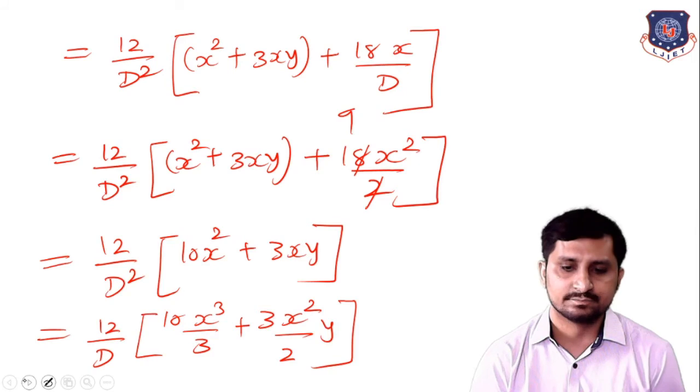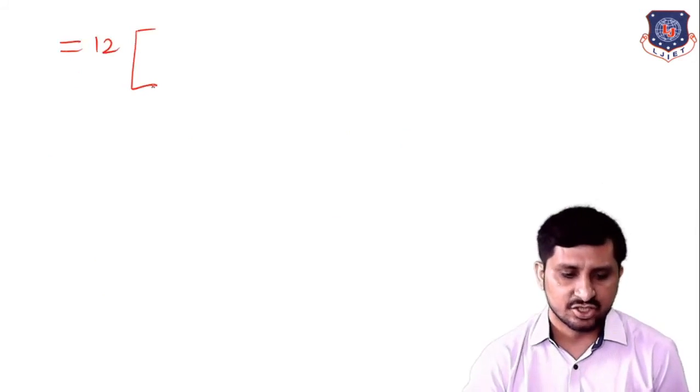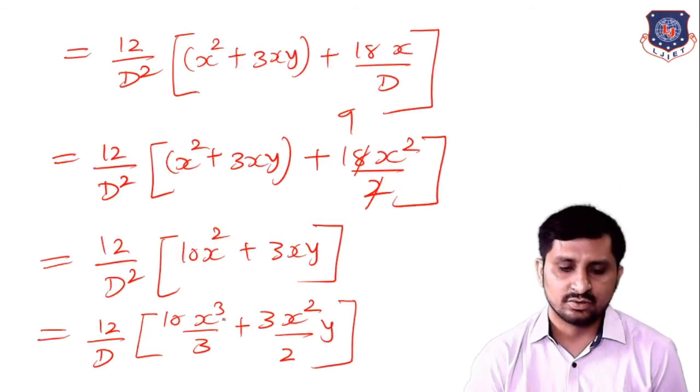So I can write 12. Now what is the function? The function is 10 x cubed by 3. So integration of x cubed is x raised to 4 by 4. So 4 into 3, 12.